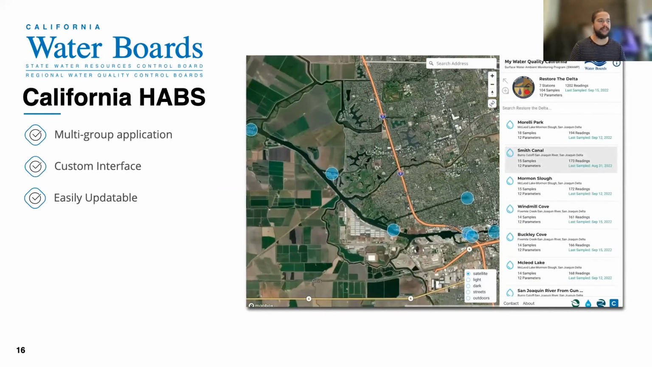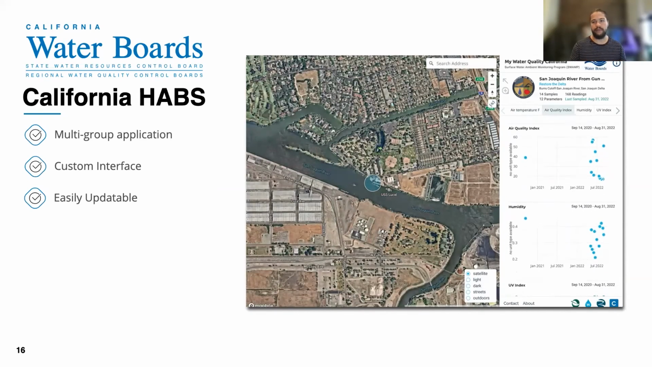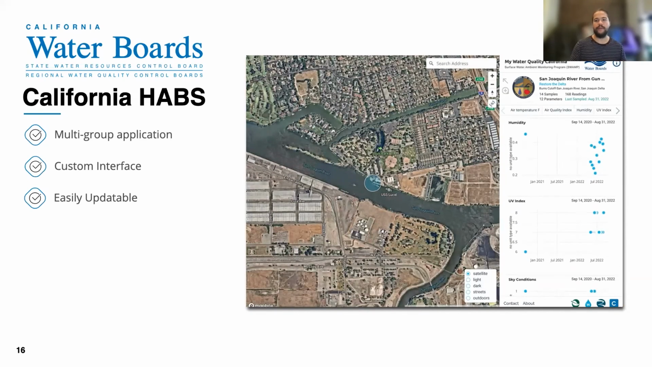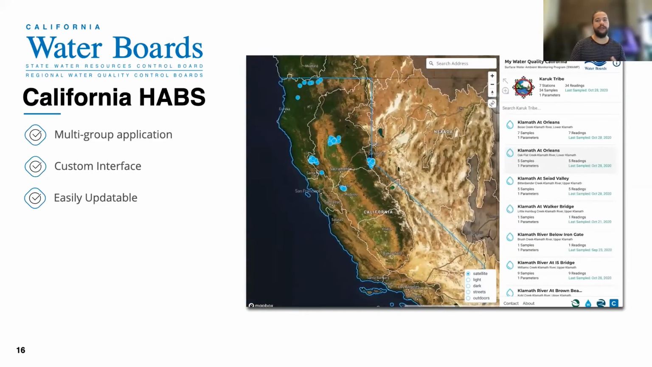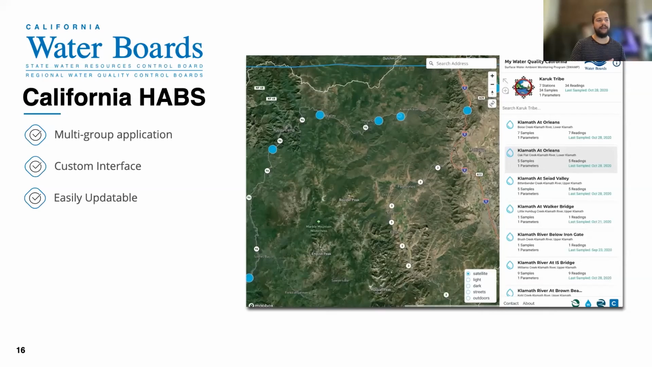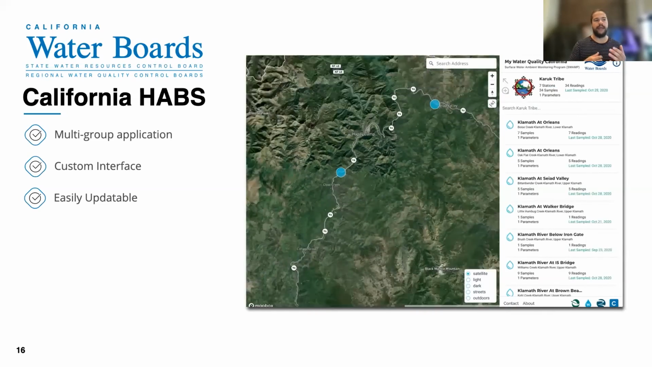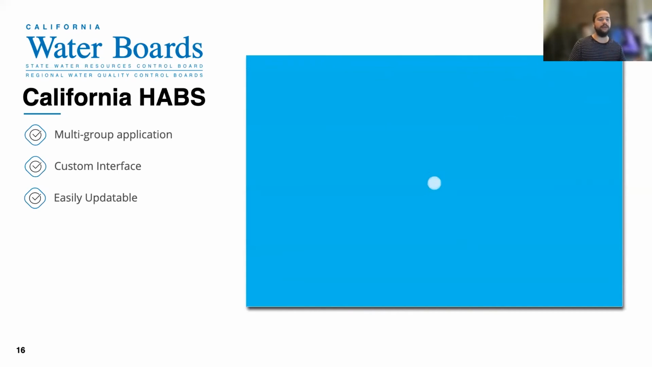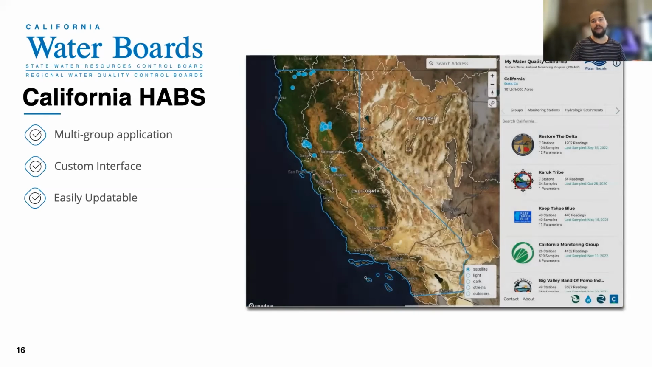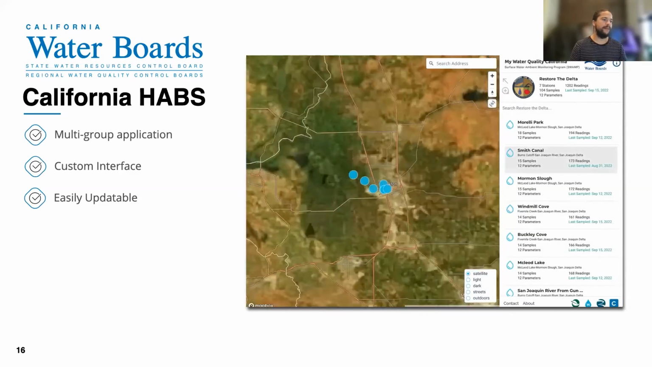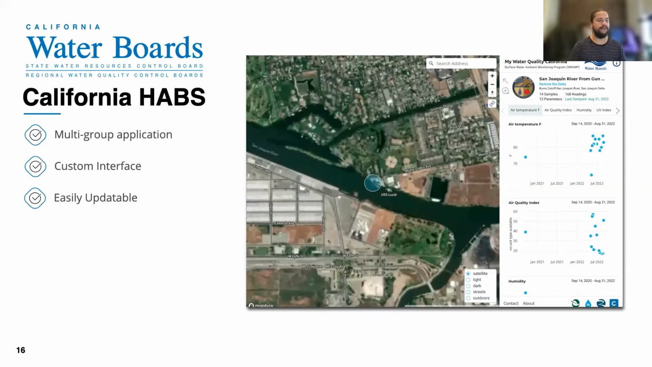And what's really nice about this is to add another group, because in a perfect world, this regional effort is expanding. There's more groups coming on, there's more data coming on. So to make updates to the application, all you need to do is add the dataset ID, and then the application automatically adds that to the list. So here we're looking at Karuk Tribe's data. We also have Keep Tahoe Blue, Big Valley Band of the Pomo Indians, and other groups, and hopefully more groups will come on as the effort grows.